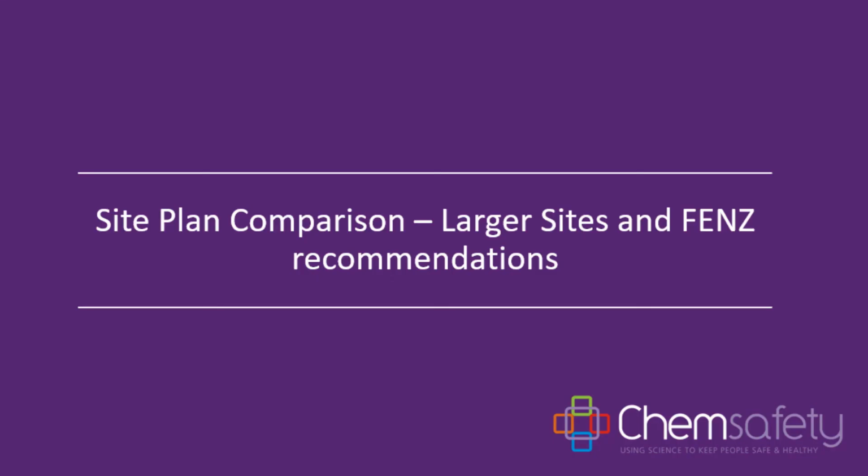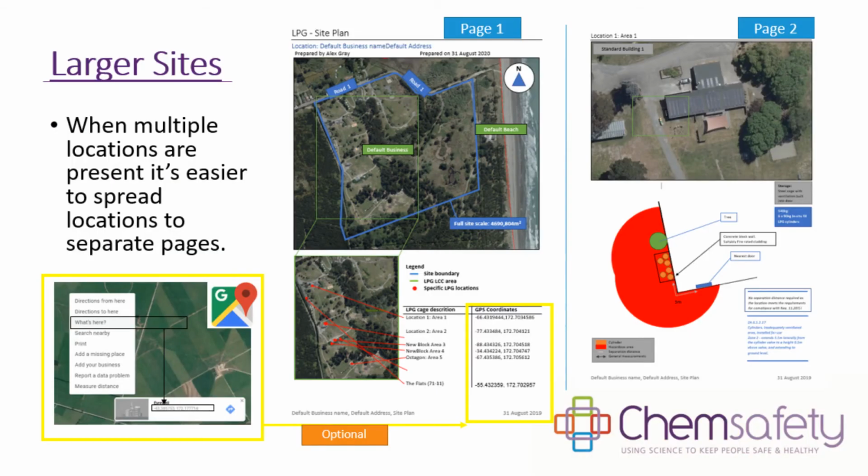Section 4. Site Plan Comparison, Larger Sites and FENS Recommendations. For larger sites, you apply the same approach, except you'd spread it out across multiple pages. If you have an incredibly large site, you might want to also include some GPS coordinates. These can also be found using the same mapping tools that we used before.